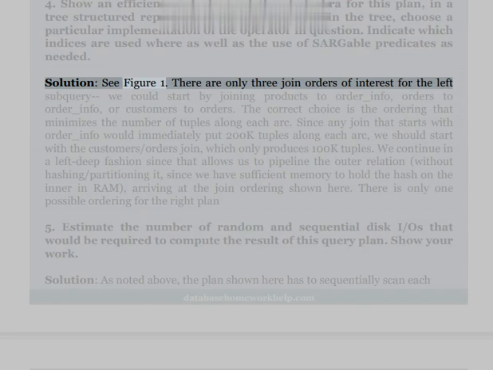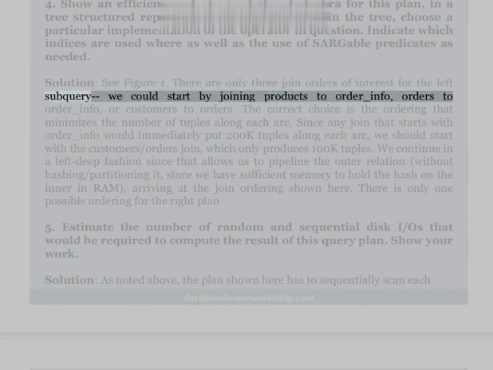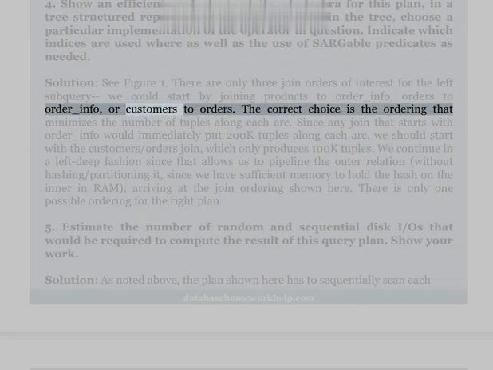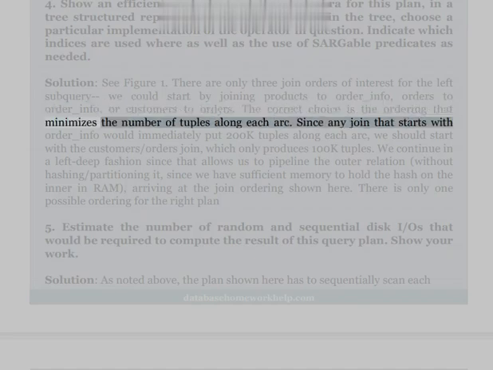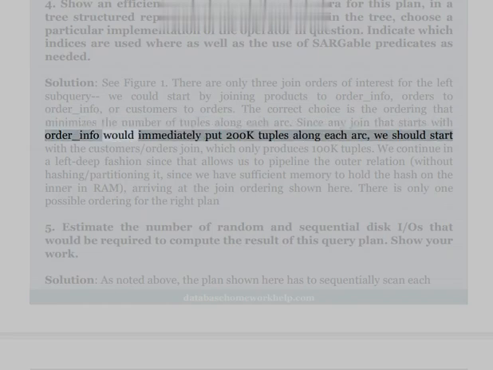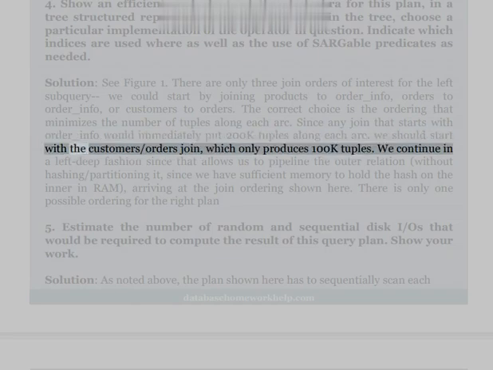Solution: see Figure 1. There are only 3 join orders of interest for the left subquery. We could start by joining products to order_info, orders to order_info, or customers to orders. The correct choice is the ordering that minimizes the number of tuples along each arc. Since any join that starts with order_info would immediately put 200k tuples along each arc, we should start with the customers/orders join, which only produces 100k tuples.